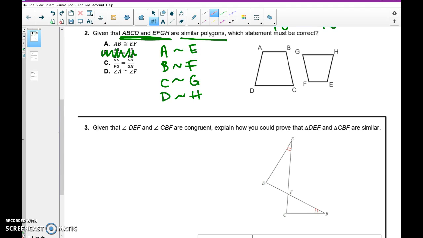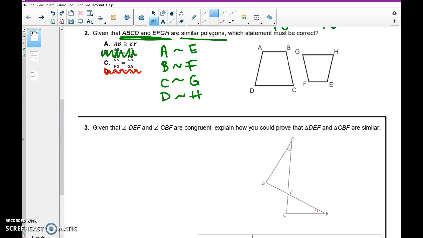All right, what about BC and FG? Well, BC's here, FG's here. Those look okay. CD and GH, those also look okay. So I'm going to keep that one around for a while. And then I also have that angle A is congruent to angle F. Well, angle A is only congruent to angle E, so that one's gone too. So just by checking my letters, I've cut out half of the options.